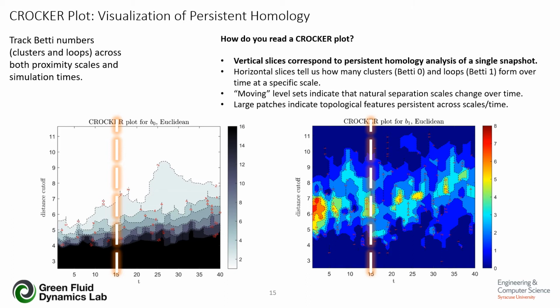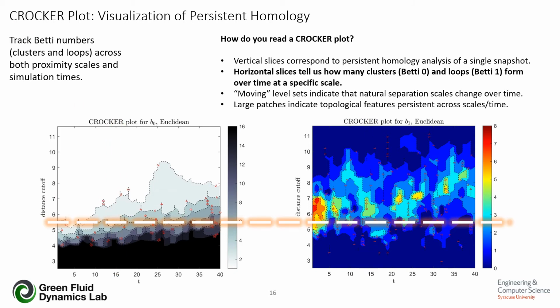Since the x-axis represents time sequence, the vertical slice here corresponds to the persistent homology analysis of one single snapshot. Then we can read the values of beta 0 and beta 1 corresponding to the different distance cutoffs. Similarly, a horizontal slice tells us how many clusters and loops are formed over time at a specific scale.